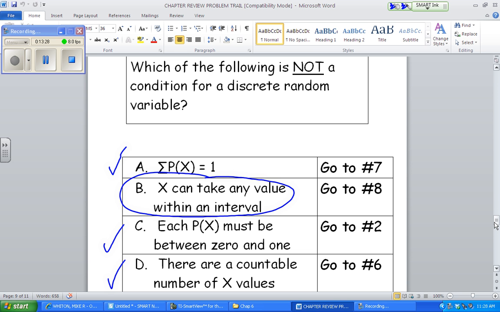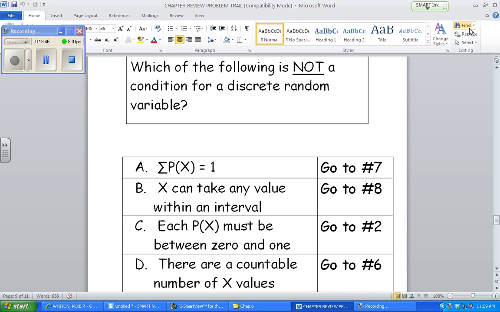That's true for continuous. That's like the normal bell-shaped curve. It can take on any value within an interval. So those are measurements more. Discretes are more counts. So B is the answer to that one.